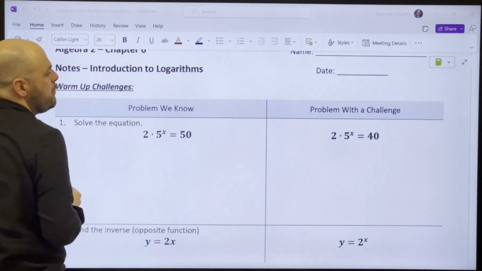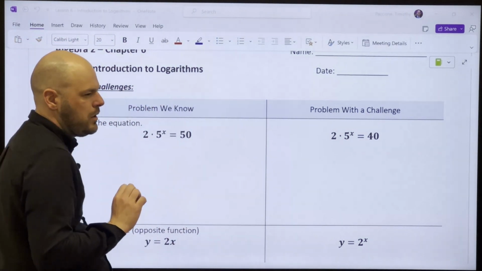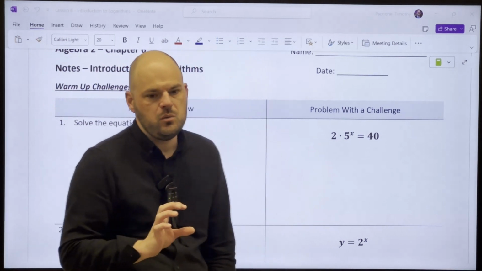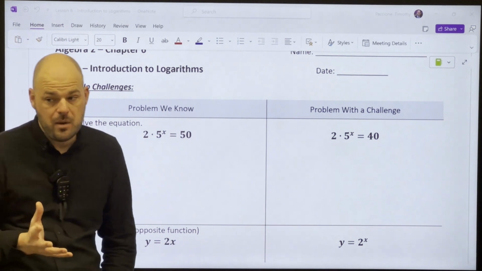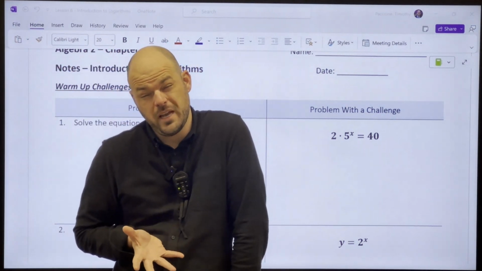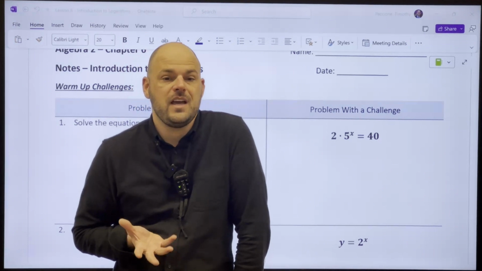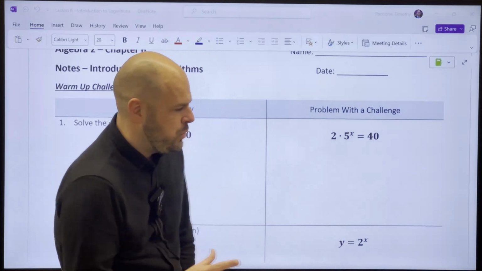So we're going to talk about a problem we can do, a problem we can't do. And the difference between the two problems is one of them is a kind problem, meaning like it's nice, like the teacher made it so it would work out kind of nice, right? And then the other one is not so nice, right? So what do I mean by that?